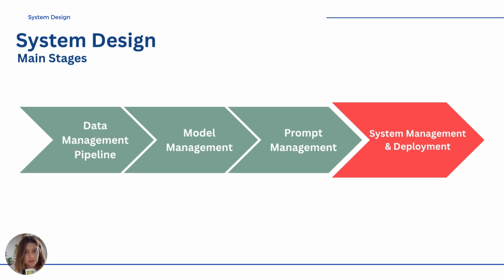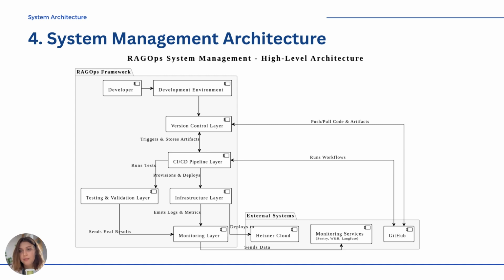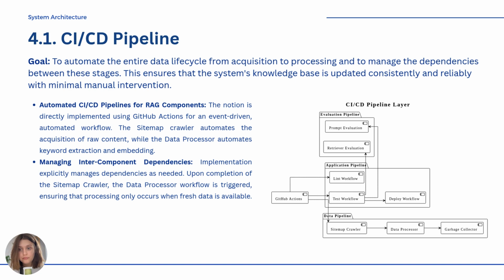Last but not least, system management and deployment, very important. And we see the full operational pipeline from development to deployment and monitoring. And so here we look at each layer. We have the CI/CD layer, versioning layer, infrastructure layer, and we can look at it in depth.